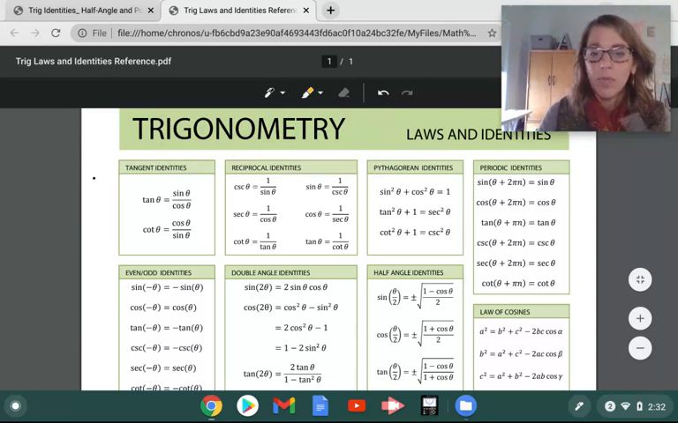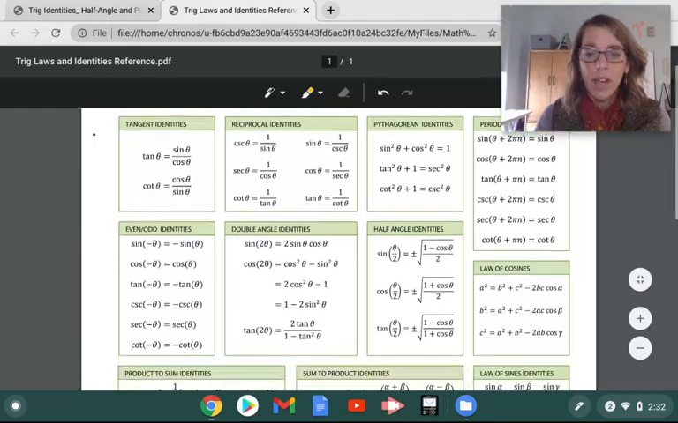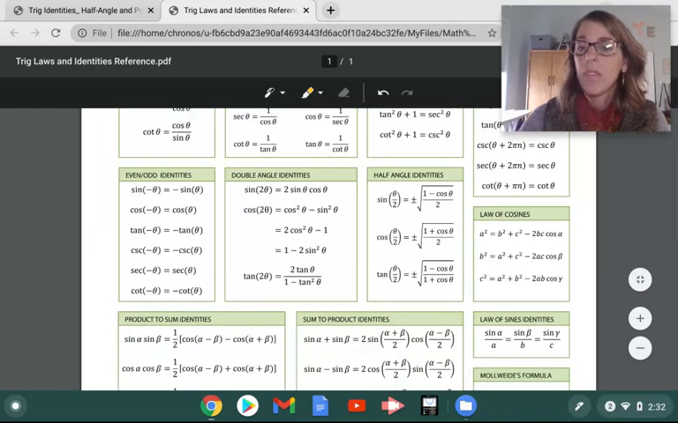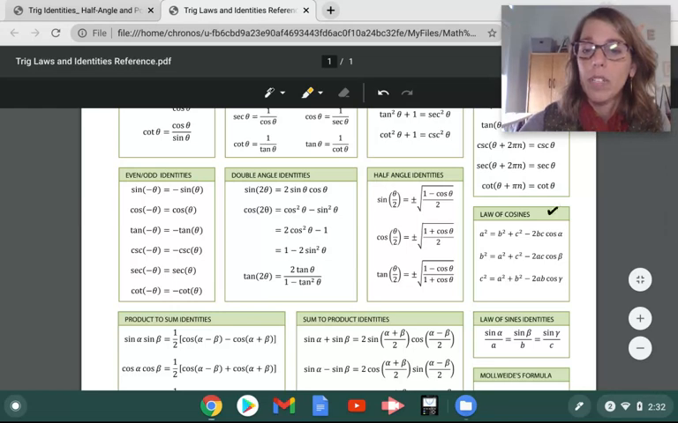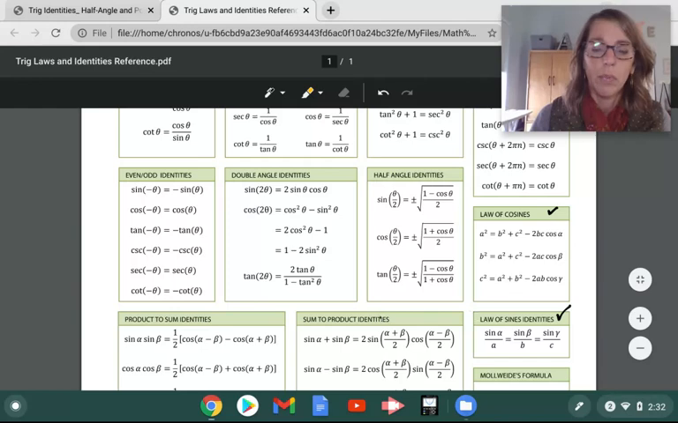As we're working through the first couple of rows, you see a lot of them. The half angle, we're going to look at that today. The double angle identities, we're also going to be revisiting those today. We are going to be doing the law of cosines, but that's going to be a little bit later. The law of sines as well, we'll see that one a little bit later.